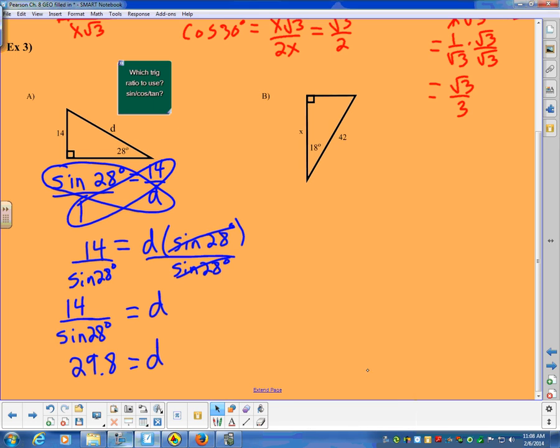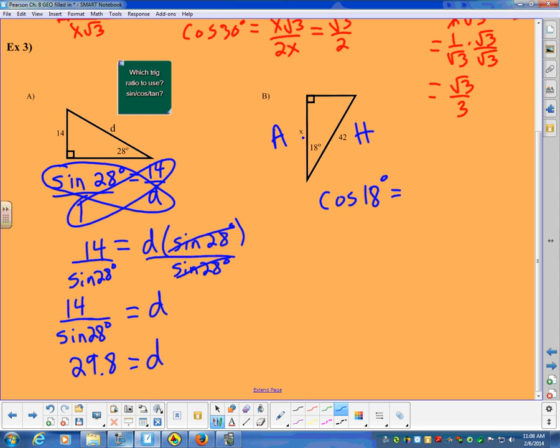So what would the setup be? Here I am standing at the 18-degree angle. I want to solve for x. What would x be? The adjacent, the opposite, or the hypotenuse? Adjacent. So I need something that involves adjacent, and what would 42 be? Hypotenuse. So which one of those three involves A and H? Cosine. So what would my setup be? Cosine of 18 degrees equals what over what?